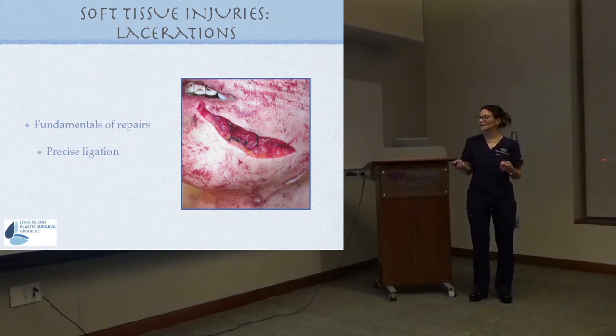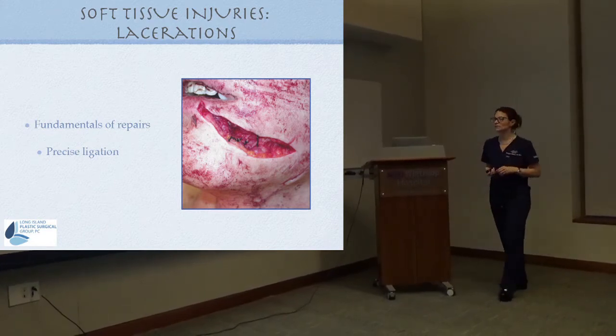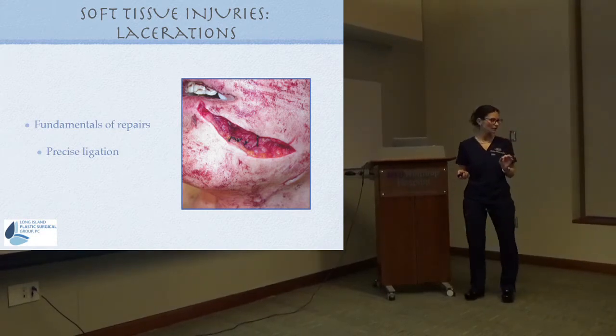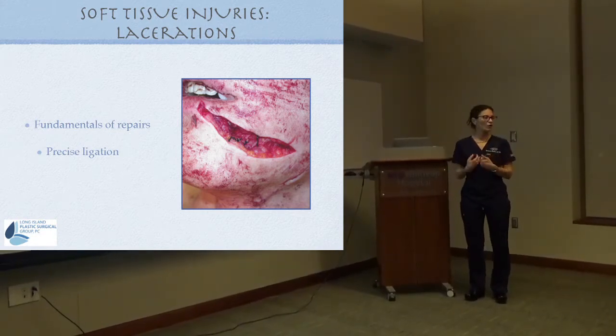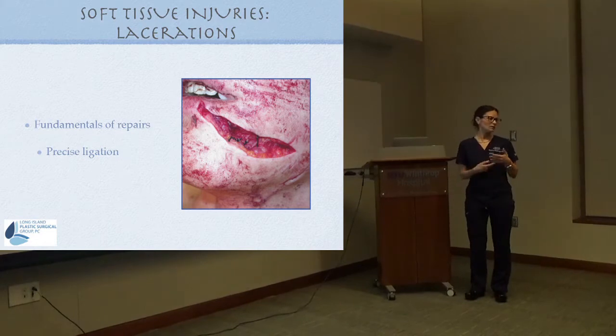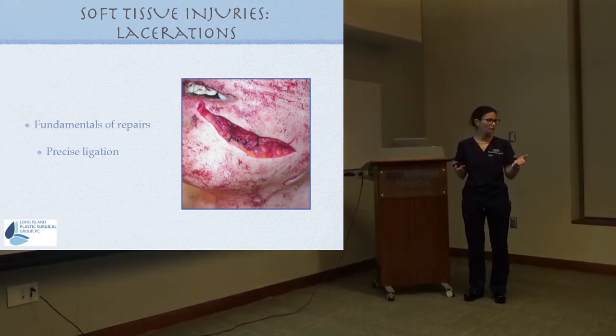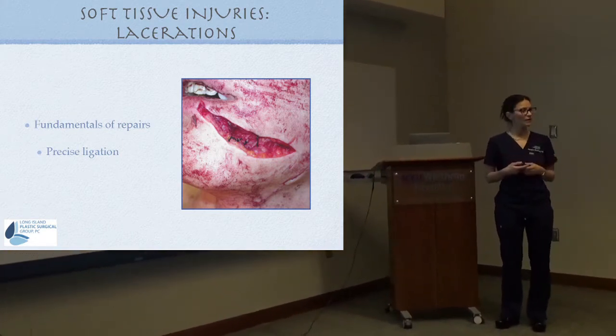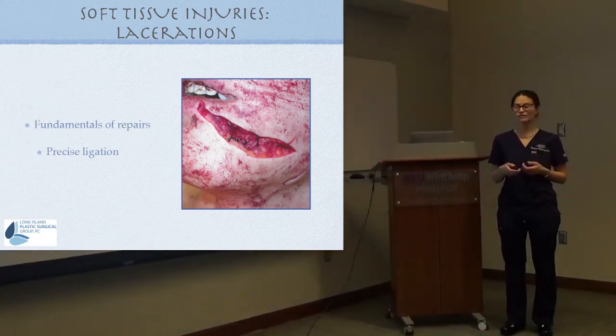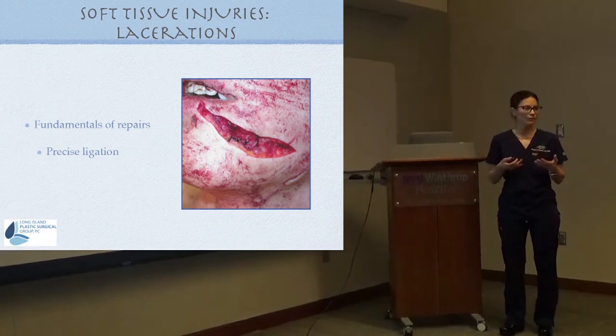Also, precise ligation. You can see here all the suture ligations of these arteries that were bleeding and pulsating. You don't want to just generally cauterize things without looking at them. So it's very important. I always wear my loupes when I go to the ER, just to be able to make sure you see all of the anatomy. It's not uncommon to see a facial nerve branch with very deep lacerations, so it's important to be prepared.